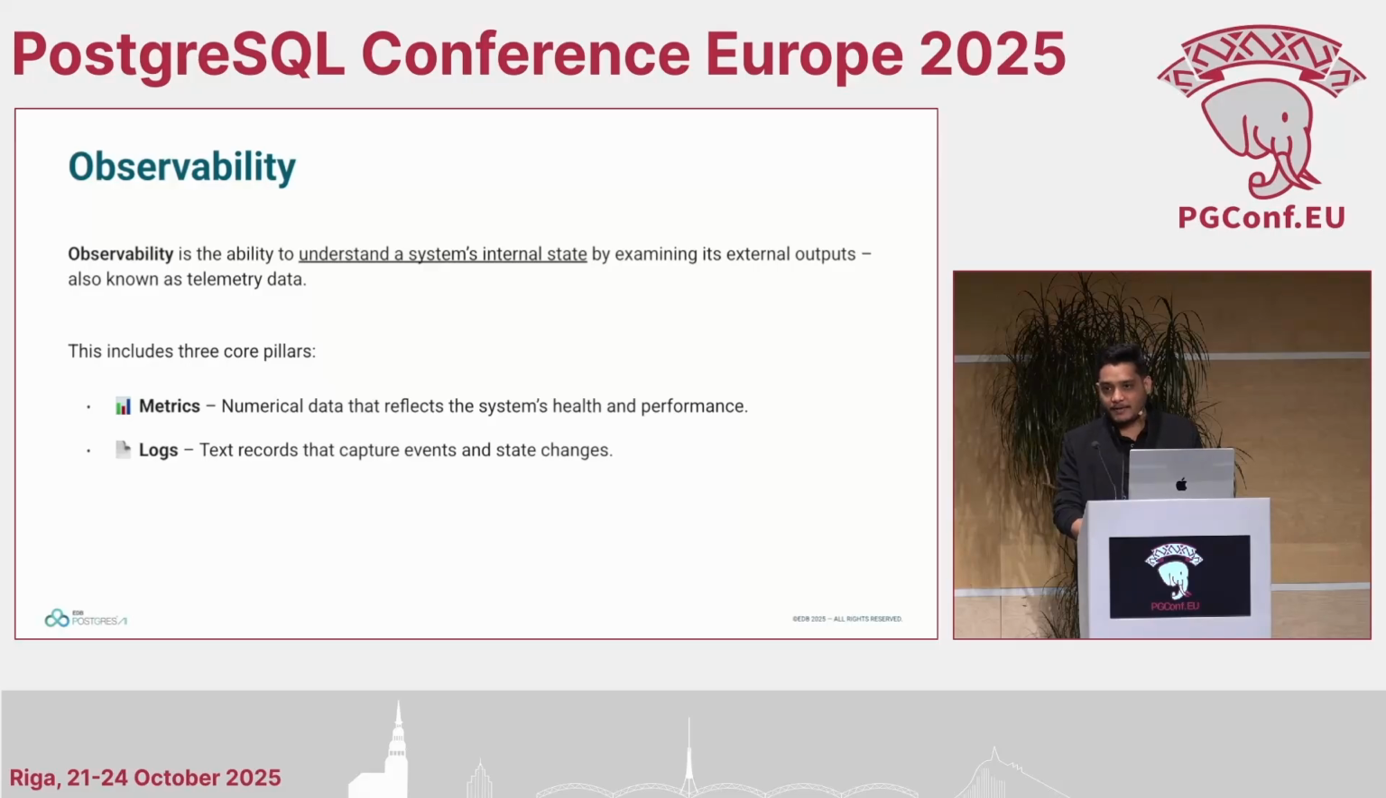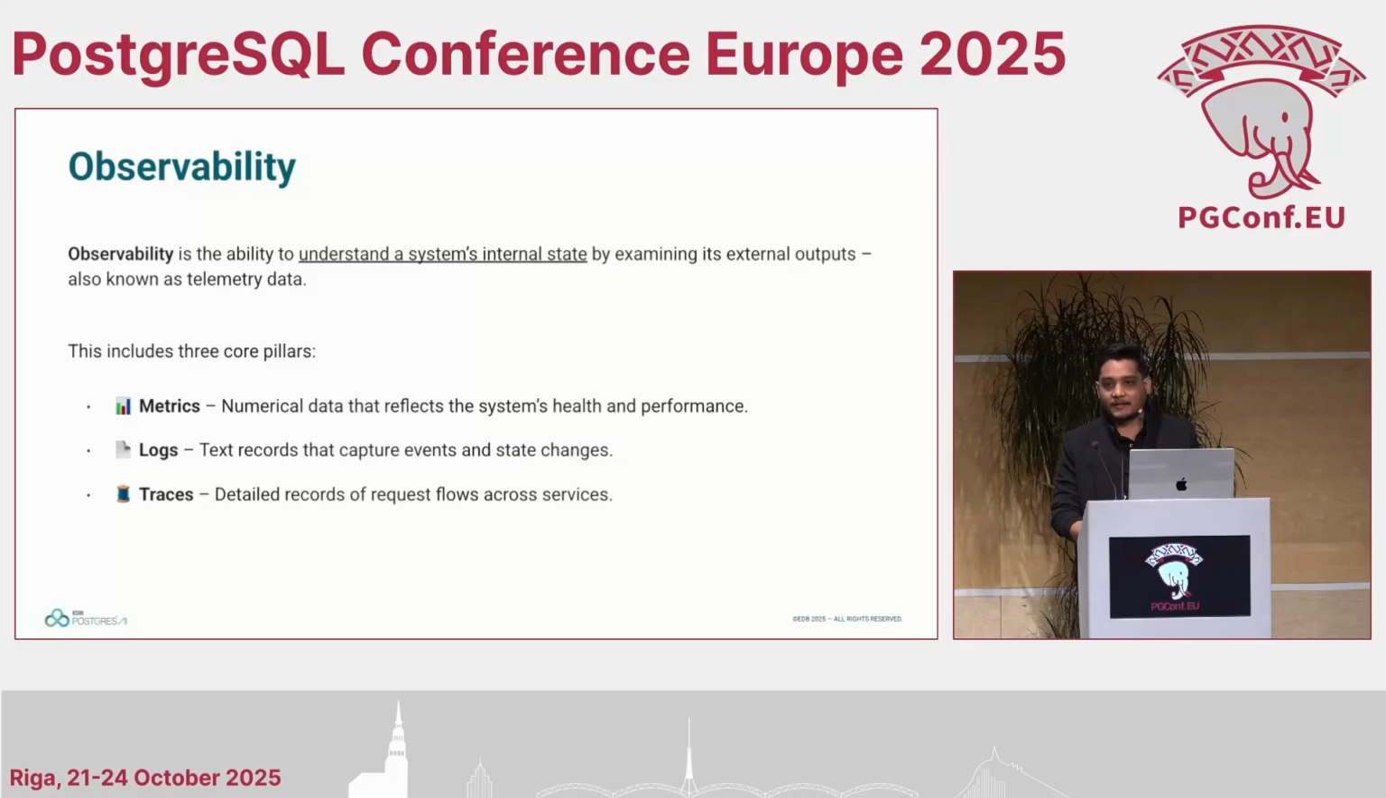The second pillar, which we are all familiar with, is logs, where we have event records. We capture the events and see the text records, and they are generally classified into different categories like warnings, errors, info, etc.